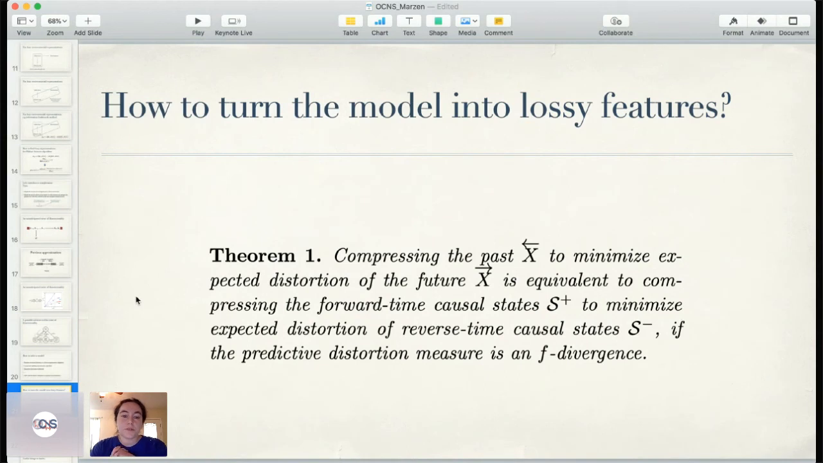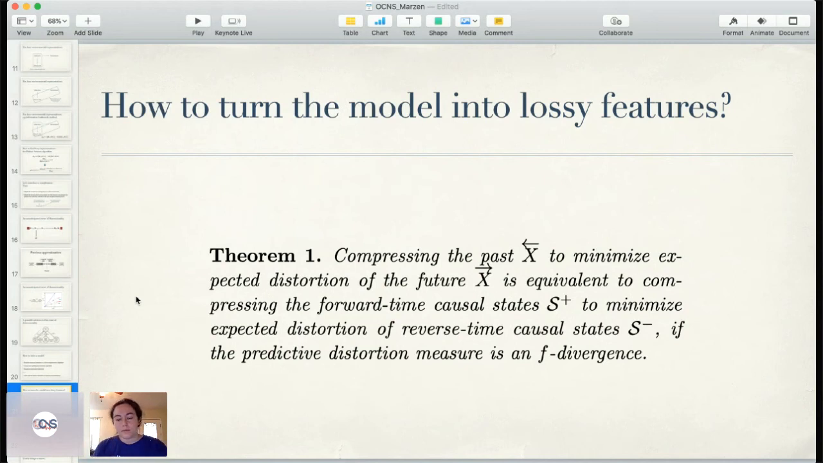Basically, Jim Crutchfield and I proved a theorem. And the theorem says that if you compress the past to maintain information about the future, that's the same as compressing what are called forward time causal states to retain information about reverse time causal states. When you see forward time causal states, what you should think is just what are the hidden states of that hidden Markov model. And reverse time causal states are basically if you look at the process in reverse, so you go from future to past, what are the states of that hidden Markov model?